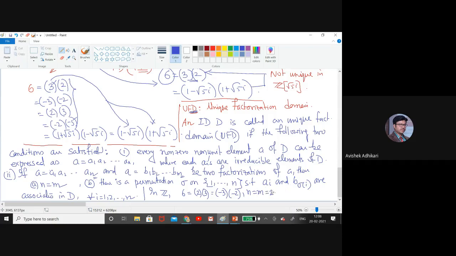So how many permutations are there on two elements? 2 factorial, that means two permutations are there. So this is my a1, a2, and this is my b1, b2. What it says is that a1 must be associate to b of sigma of 1, where sigma is the permutation.